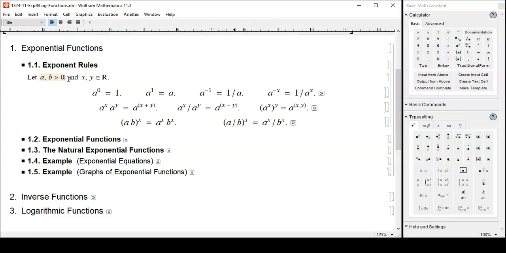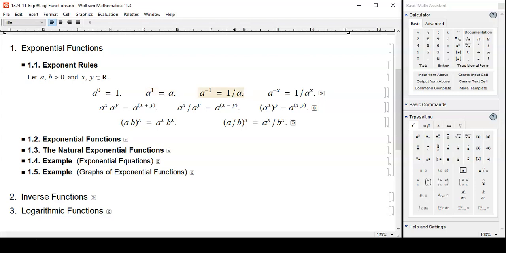Here we go. Let a and b be positive real numbers, and they're going to be the bases. And let x and y be arbitrary real numbers, and they're going to be the exponents, the powers. When the x value is 0, a to the 0 power is 1. Not 0, but 1. When x is 1, a to the first power is just a. In other words, if there's nothing there, no exponent, no power, that means 1 is hidden.